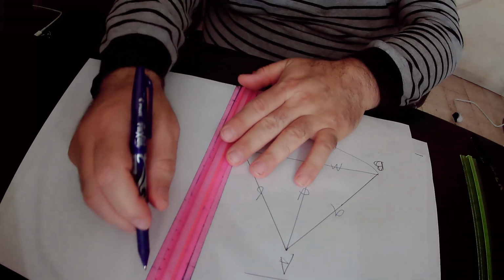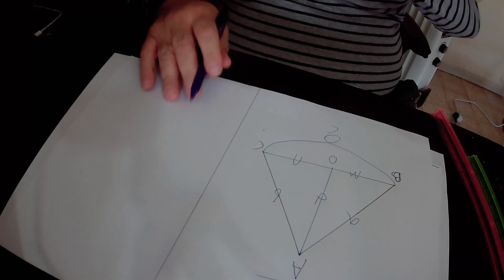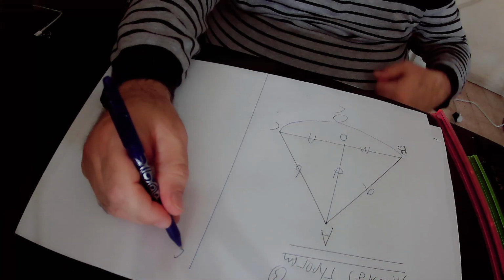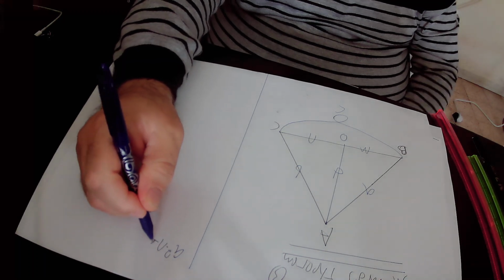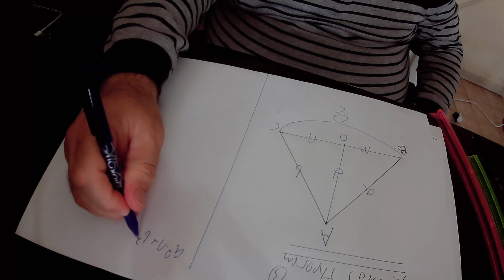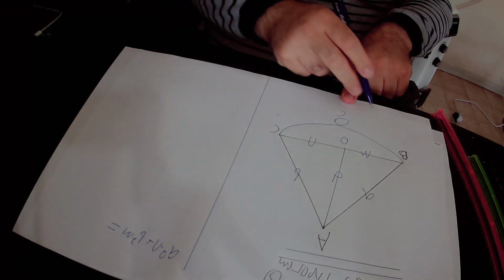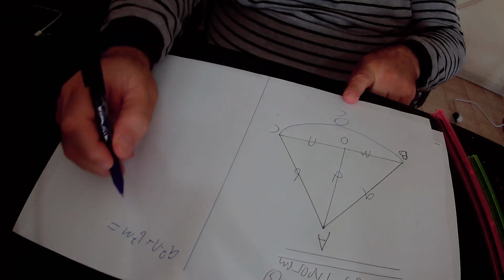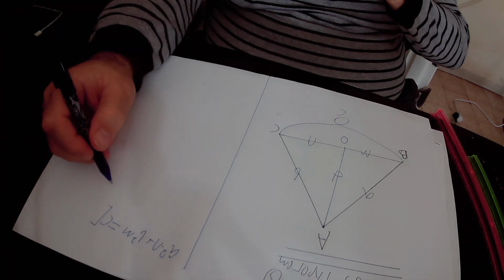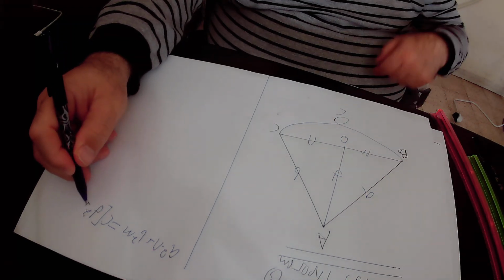So according to Stewart's theorem, the following equation is true. A squared times N plus B squared times M equals C. C is the length of side BC. We will open the brackets here. Inside the brackets we have D squared plus M times N.